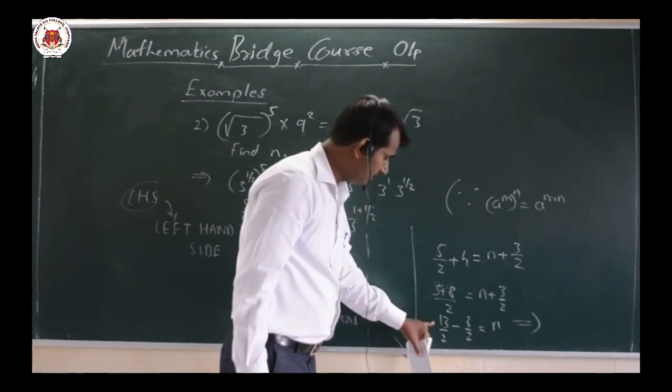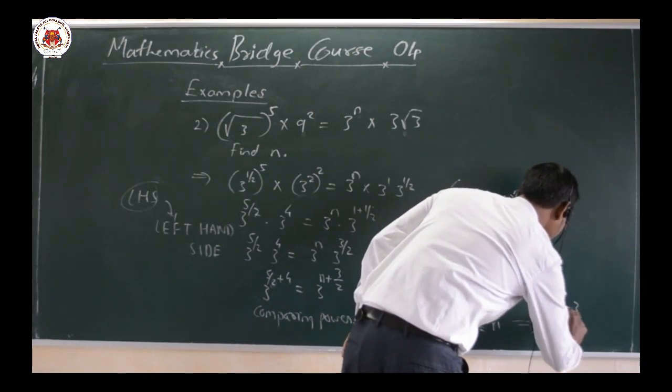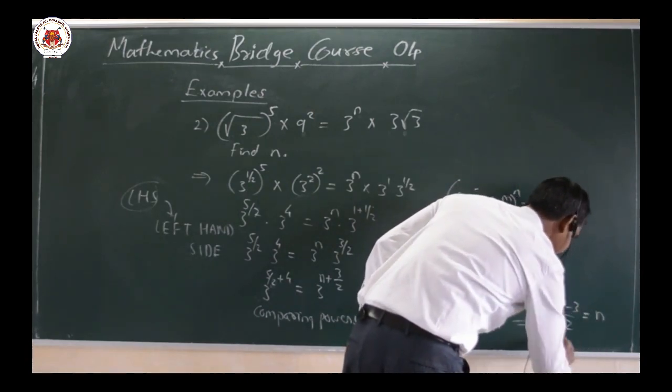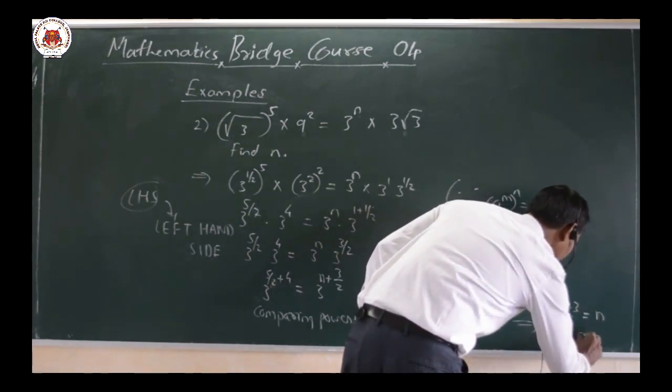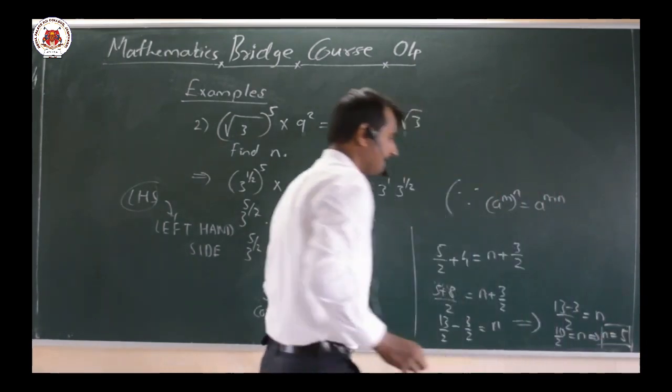What happens here? 13 minus 3, divided by 2, the value will be n, that is 10 by 2 equal to n. That implies n is equal to 5.